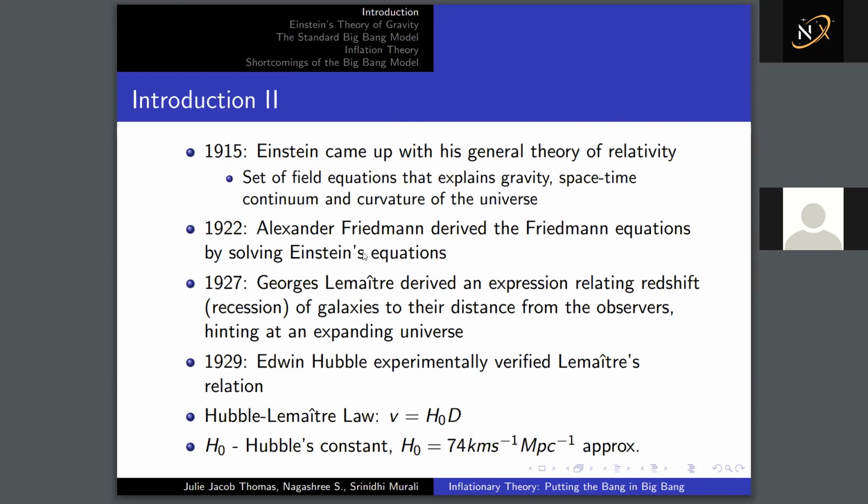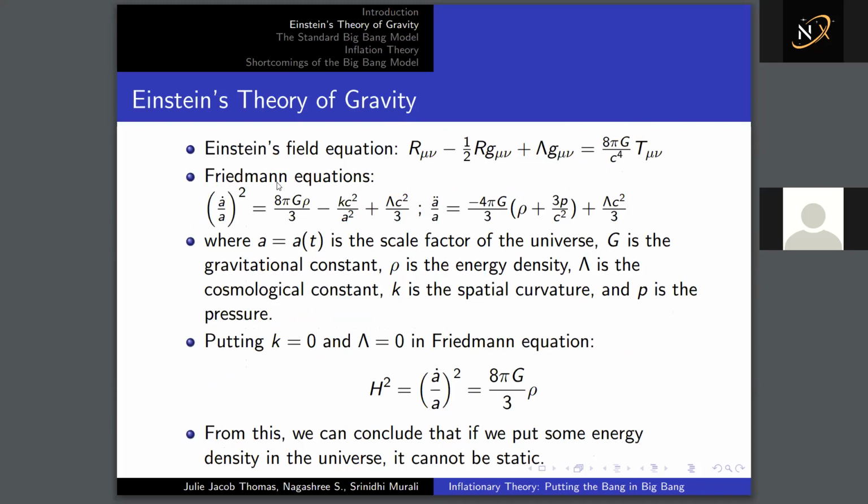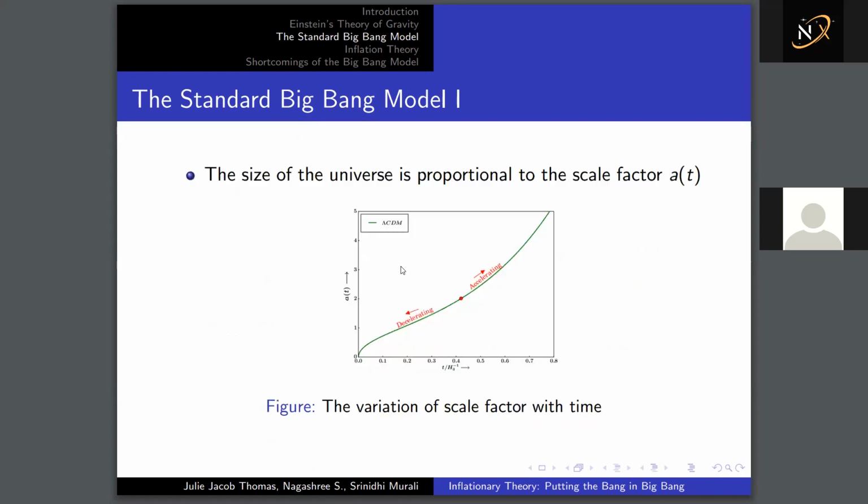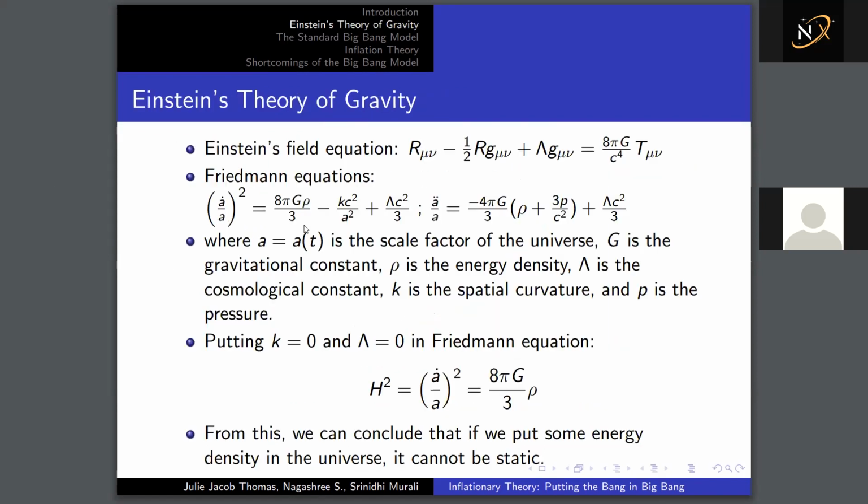In 1922, Alexander Friedman derived his own equations, which are known as the Friedman equations, given by these two. Here, a is the scale factor of the universe, meaning by how much the universe is actually expanding. You can understand the scale factor through this. If you look at the first image, the sides are increased by a factor of 2 here, and the whole area is increased by a factor of 4. So for this particular region, your scale factor would be 4. So that is about the scale factor.